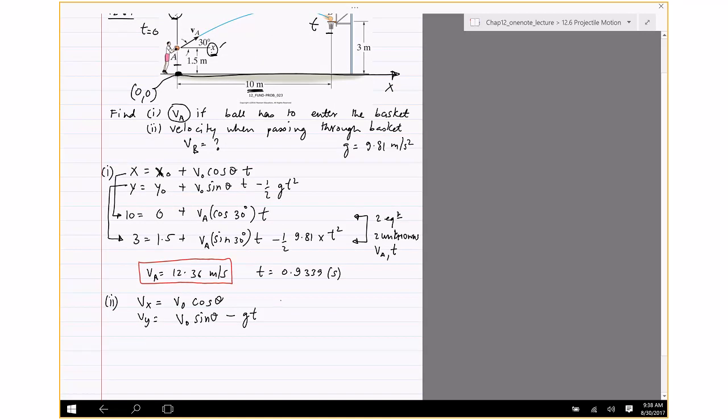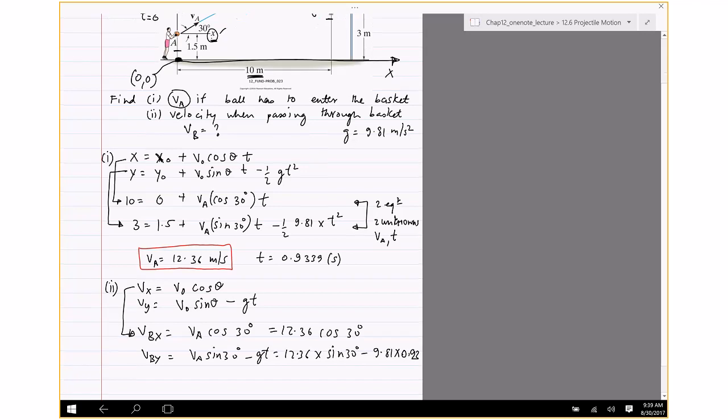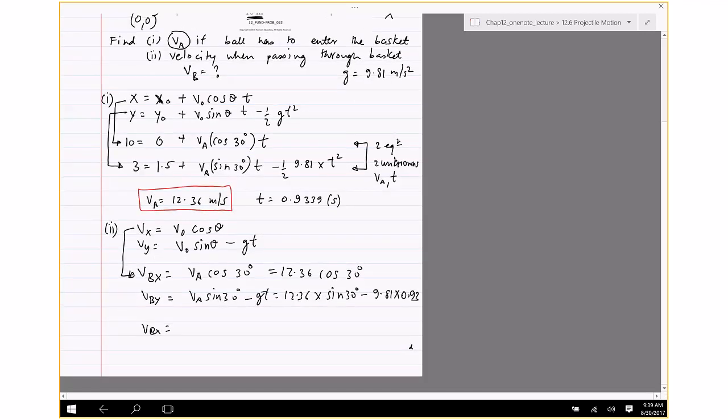So in order to find the velocity at B, I'll write Vbx to make it clear, equals Va cosine of 30 degrees. I know what Va is, it's 12.36 cosine of 30 degrees, and Vby equals Va sine 30 degrees minus gt, that's 12.36 times sine of 30 degrees minus 9.81 times 0.9339. Okay, so you can solve for Vbx and Vby. Vbx, what I get is 10.7 meters per second, and Vby equals 2.97.